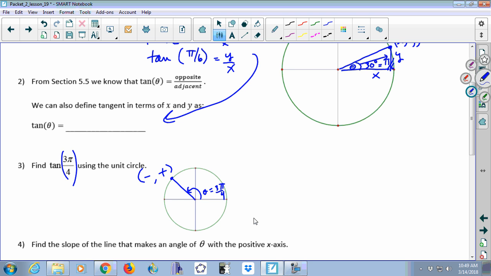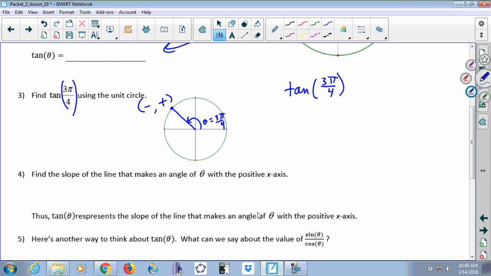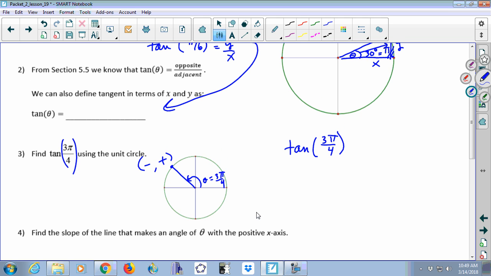Okay, so we know that the tangent using this unit circle, I want to find the tangent of 3 pi over 4. Have I defined it? No, not yet. So what's going to help us here? Anybody figure out what's going to help us find this answer? Make it into a right triangle. So we need to draw our reference angle. So we drop that line segment right down to our positive x-axis.